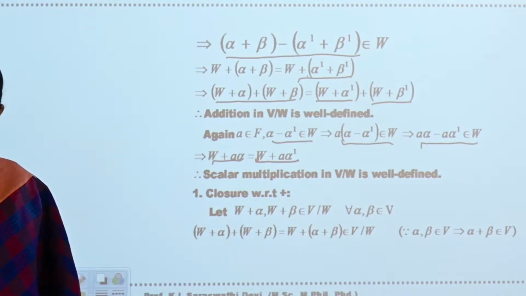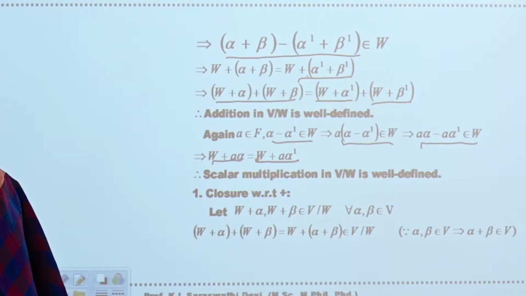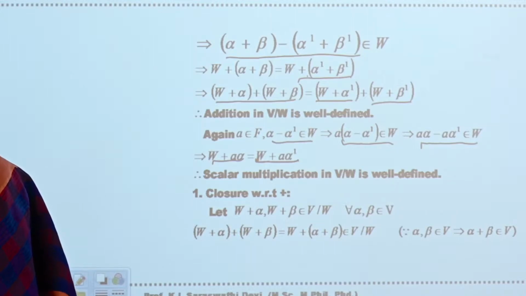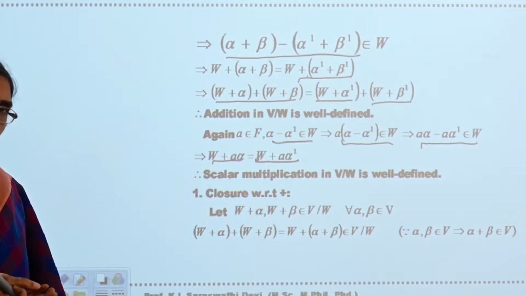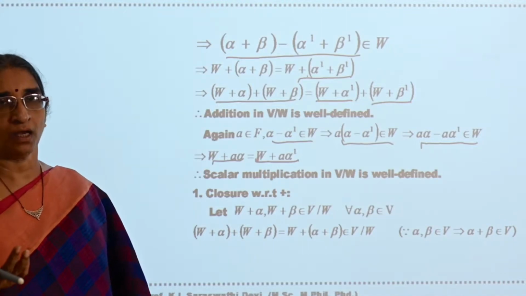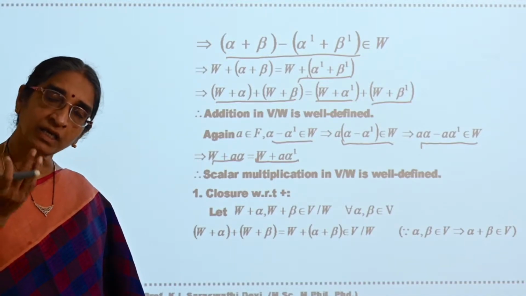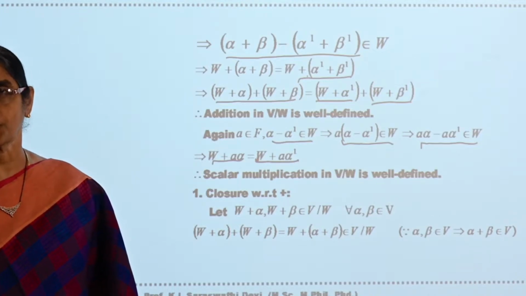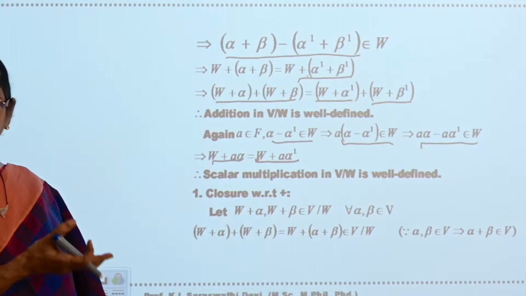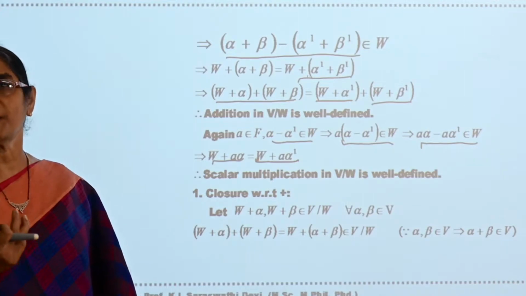That means you want to show that V by W is a vector space. In order to show that V by W is a vector space, it should be equipped with two operators called vector addition and scalar multiplication. That means you have to define the addition of vectors; V by W is the set of all cosets. You have to define how you are going to add the cosets, and how the scalar multiplication will be in the set of cosets. That we have done. And after defining that, we confirmed once again that it is well defined.